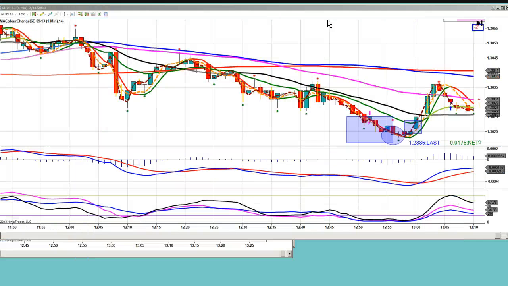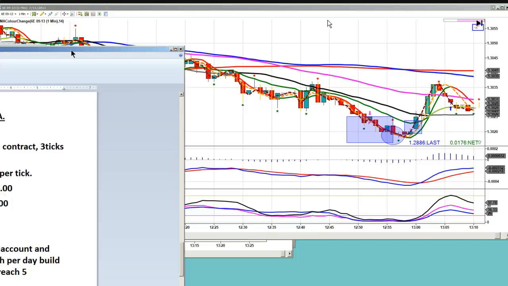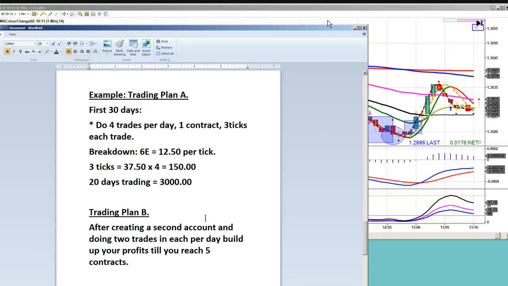How many ticks in Plan B? Still 3 ticks. Plan B is still 3 ticks. It's just 5 contracts. Remember, all you're looking for is start out with 2 trades a day if you're really nervous. Take a little longer. Remember, take your time. And then do 4 trades a day.